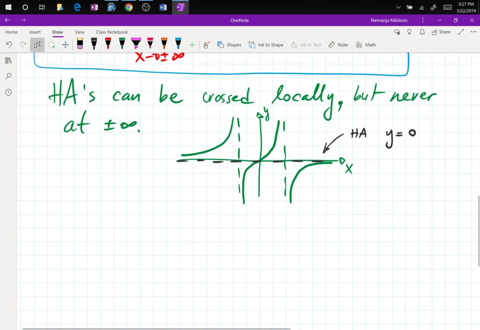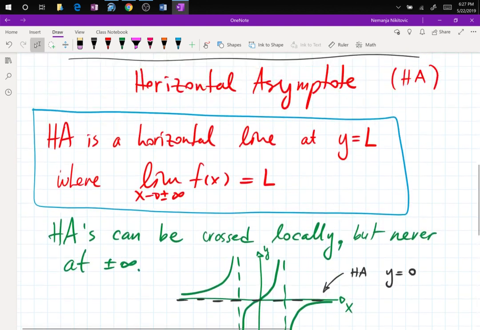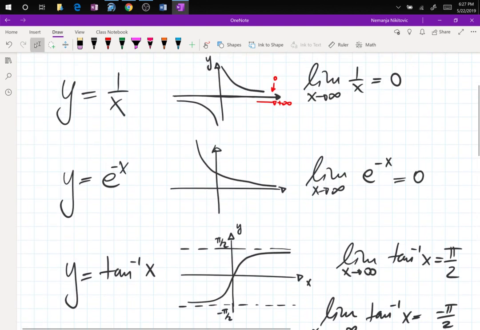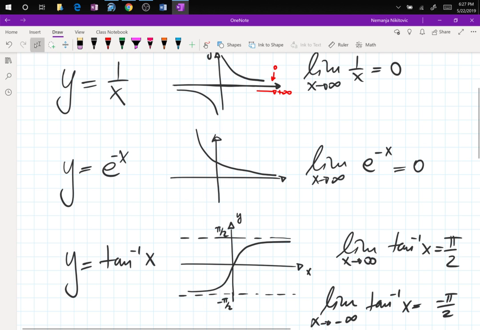Now, we have seen examples of all of these already. All of these examples have horizontal asymptotes. First example, horizontal asymptote at 0. Second example, horizontal asymptote at 0 as well. Third example, horizontal asymptotes at negative pi over 2 and positive pi over 2. Those are also known as bounds.